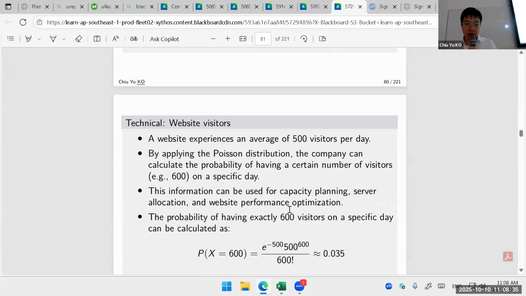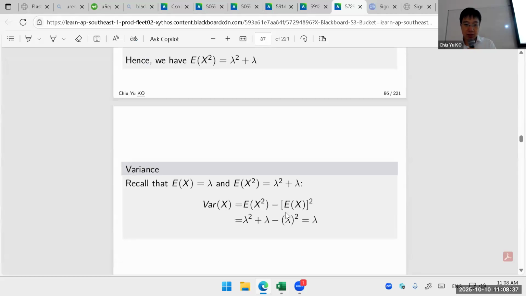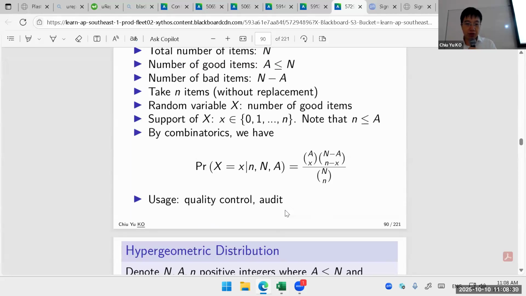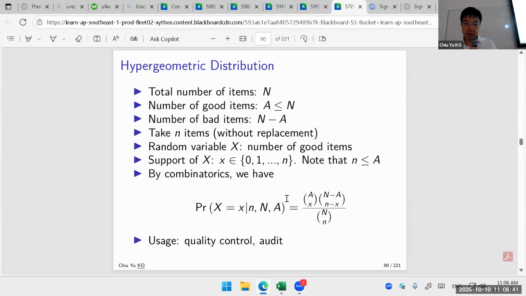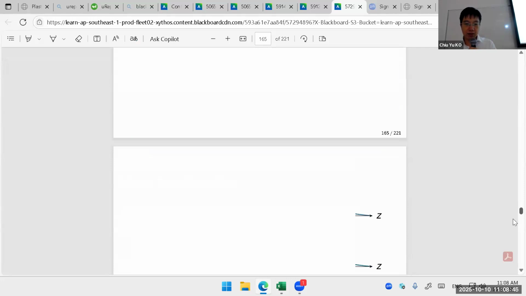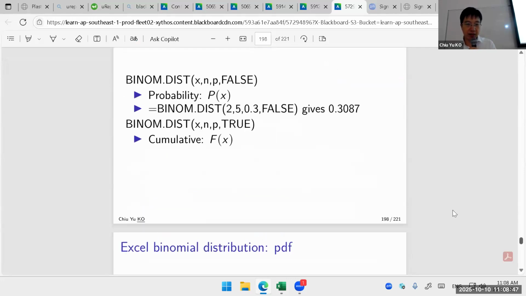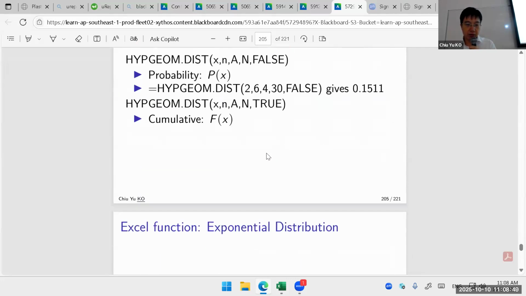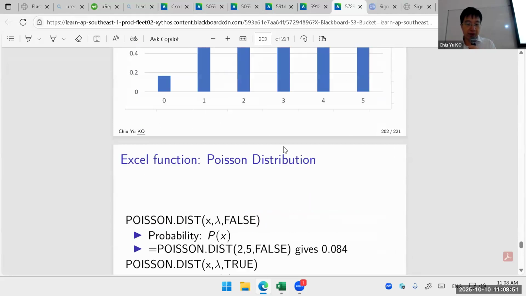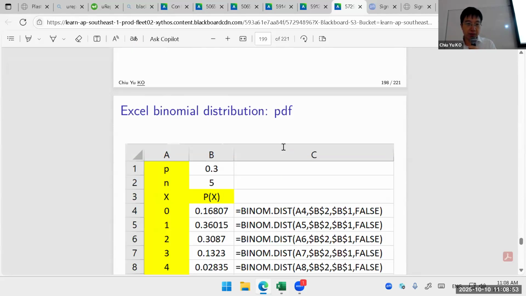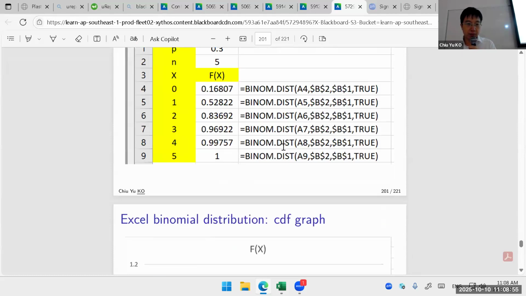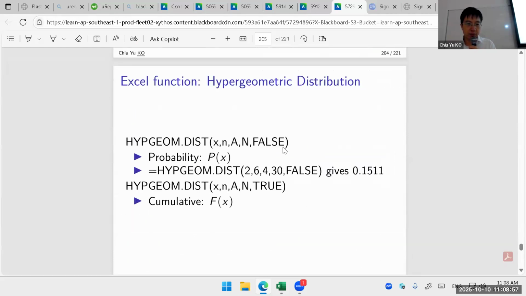If we're done with Poisson, I want to show you the hypergeometric, which is N, A, N, capital N, A. Why? Because this is exactly what is in the slide of hypergeometric. Hypergeometric is NAN.